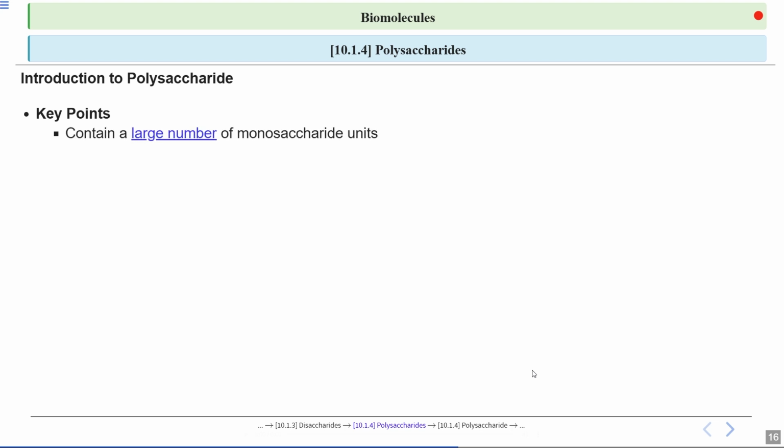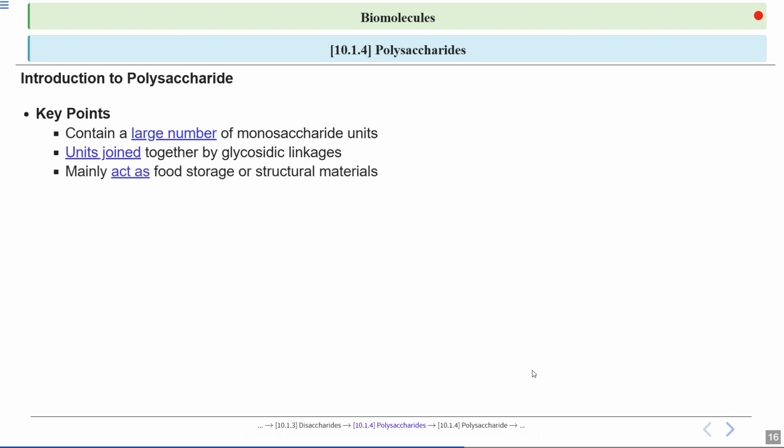So first let us see the key points. First, notice that polysaccharides contain a large number of monosaccharide units. Okay, and when these monosaccharide units join together, they form bigger molecules called polysaccharides. So we will see how these units are connected. The monosaccharide units in polysaccharides are joined together by a special type of bond called glycosidic linkages. Now polysaccharides mainly act as food storage or structural materials in living things.